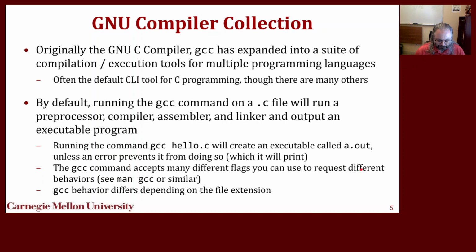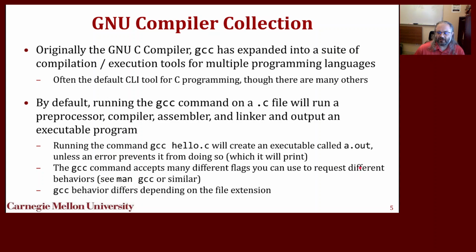So by default, if we run the GCC command on a .c source file, it will run all 4 of the required steps, and it will create for us an executable program. By default, preprocessing, compilation, assembling, and linking are all rolled into one single command. And in many cases, that's what we want.